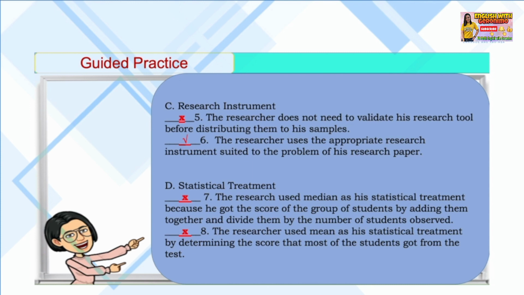If you answered X for number 7, you are correct because median is a middle value, a value that splits the dataset in half. If you answered X for number 8, you are correct because mean is when all the scores for a variable are added together and then divided by the number of observations.